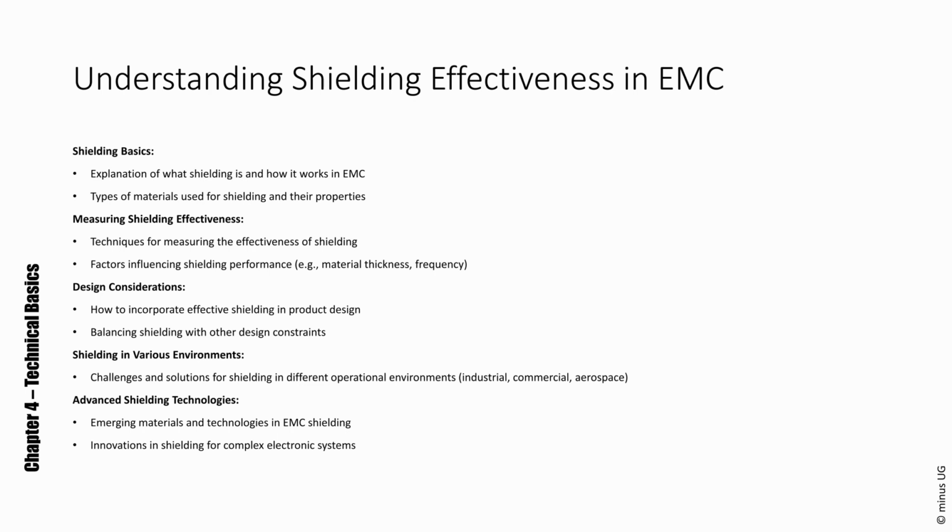Advanced shielding technologies. Emerging materials and technologies in EMC shielding are continuously being developed to address the evolving needs of complex electronic systems. Innovations include the use of advanced composites, conductive polymers, and nanomaterials, which offer improved performance, reduced weight, and greater flexibility. These new materials can provide effective shielding while meeting stringent design requirements for modern electronic devices. Advanced technologies are also being explored in the manufacturing of shielding materials, allowing for more customized and efficient shielding solutions.